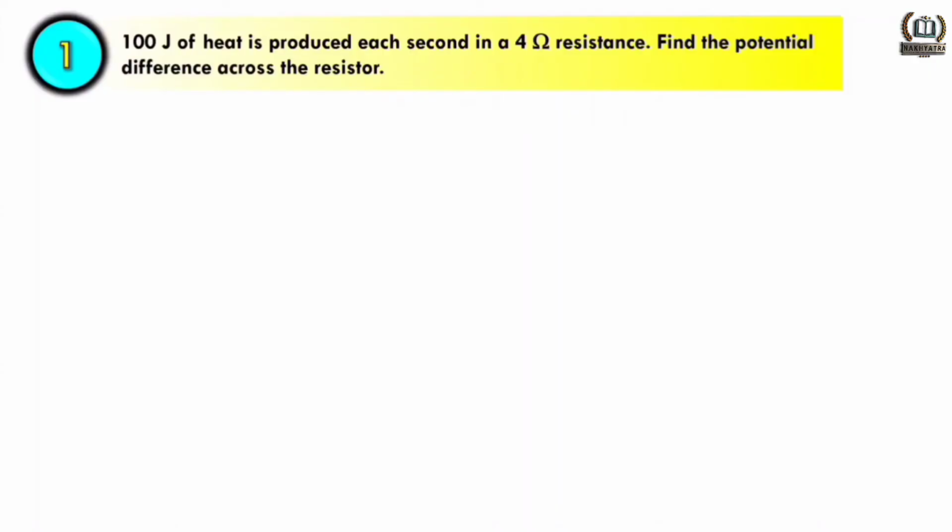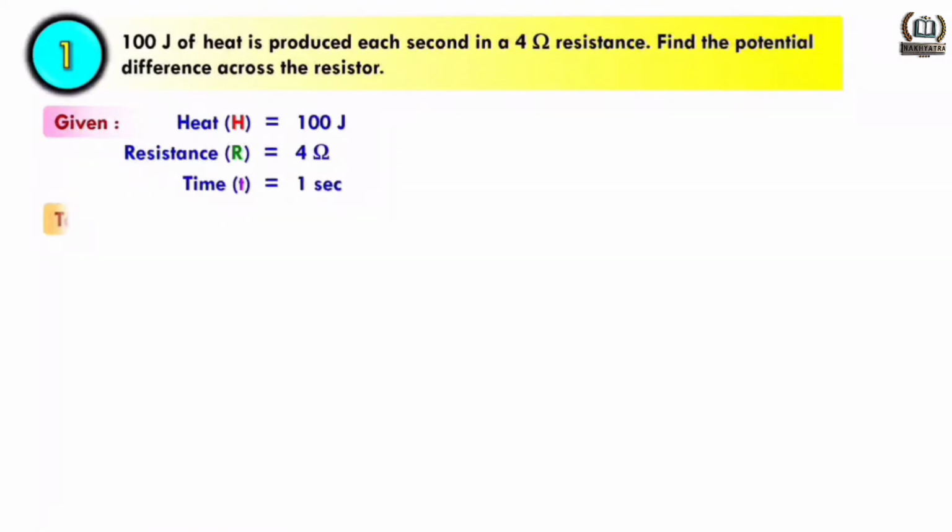Now let's see question number 1. 100 joule of heat is produced each second in a 4 ohm resistance. Find the potential difference across the resistor. Now write the given values here. Heat is given, H equals 100 joule. The resistance R is 4 ohm and the time T equals 1 second. Now we have to find the potential difference V.